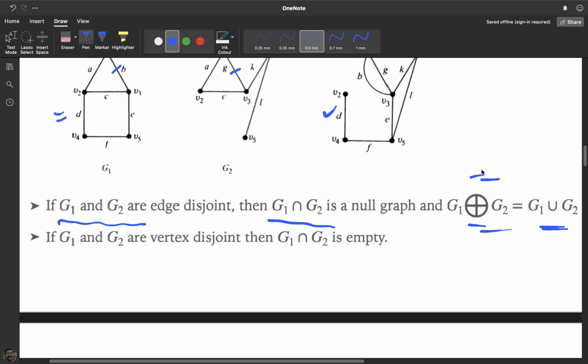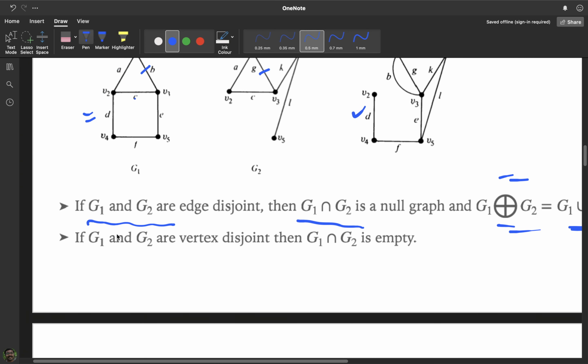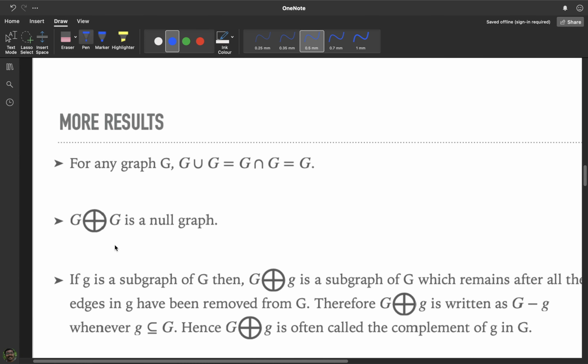Okay, and similarly, if you look at G1 and G2 being vertex disjoint, if there are no vertices in common, definitely no edges can be in common. So G1 intersection G2 would be empty. So that is a simple result concerning edges, unions and intersections. And more results are also there for any graph. G union G, of course it will be equal to G, and G intersection G will also be equal to G.